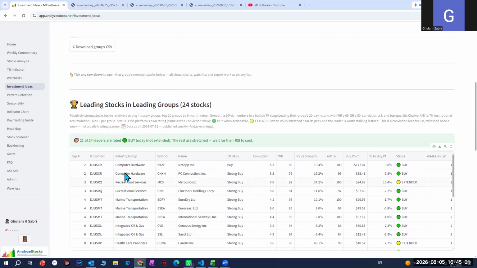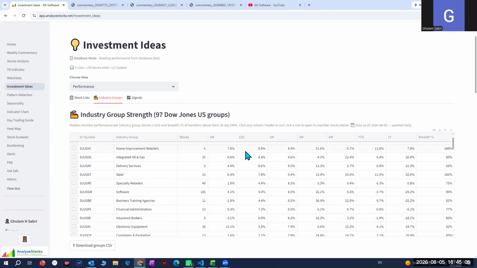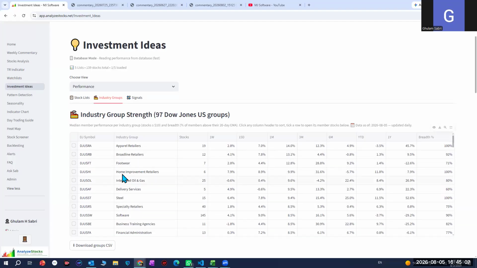So, for example, computer hardware, group number 2 is computer hardware. Is it here, computer hardware somewhere? Should be here. There are 2 stocks in it. For example, steel. Remember Nucor? Nucor was in this group. Software is doing well these days. Microsoft, even Oracle, SAP, they are here. Semiconductors are not there.